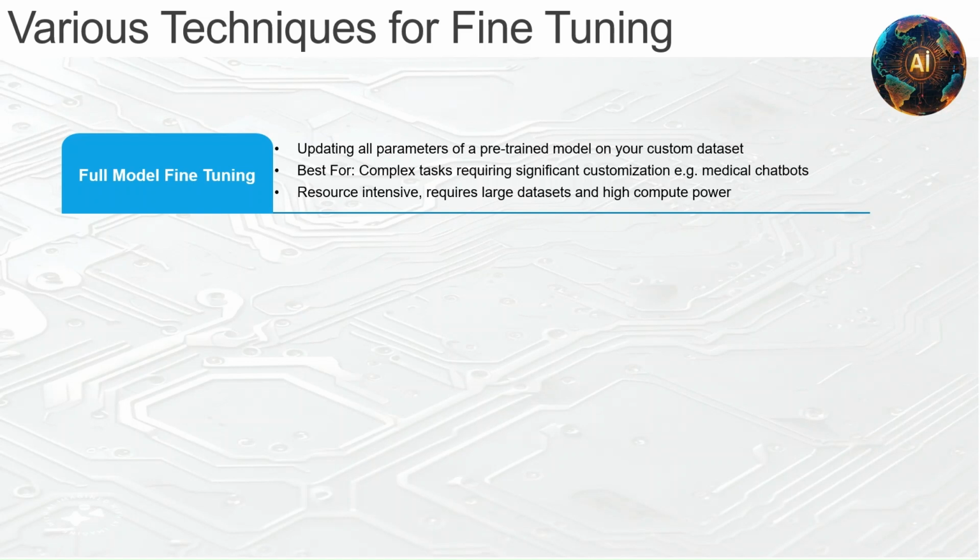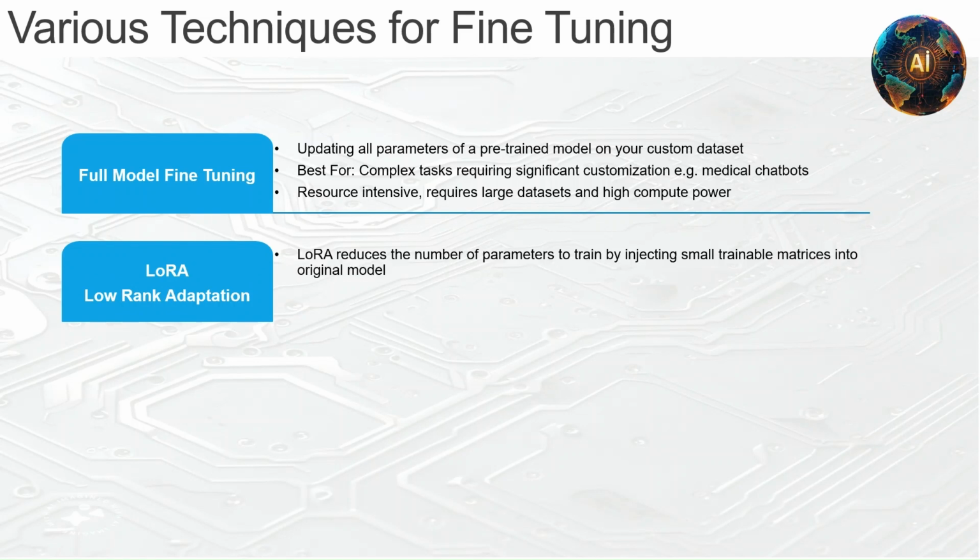So if we have these resource constraints, we can go for something called low rank adaptation or LoRA. LoRA reduces the number of parameters to train. We do not update all the parameters as in full model training. This is done by injecting small trainable matrices into the original model.